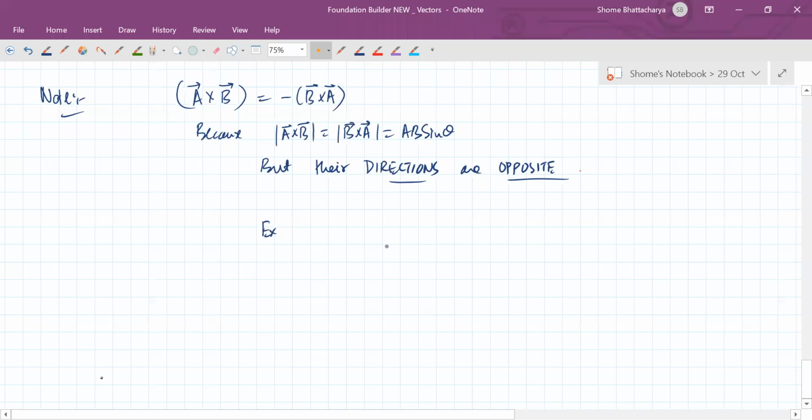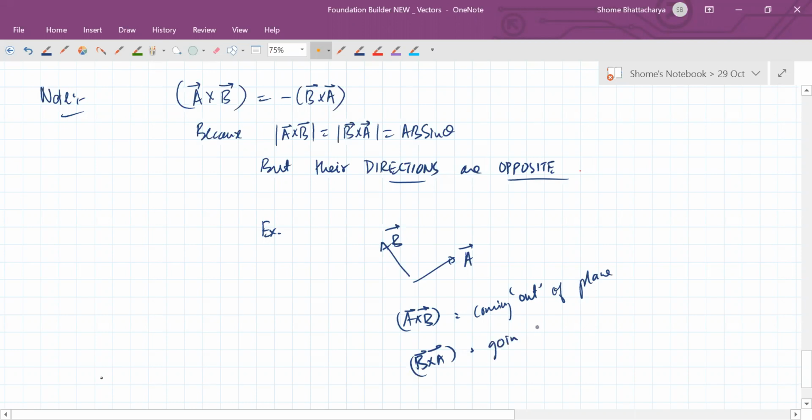So, for example, if this is your vector A and this is your vector B, you can see that A cross B, applying the right hand palm rule like we've been discussing so far, is coming out of the plane. It's normal and coming out of the plane. Whereas B cross A is going into the plane. Again, apply the right hand palm rule and you will understand why that's the case. So they are opposite directions. This property shows that it is a non-commutative operation.